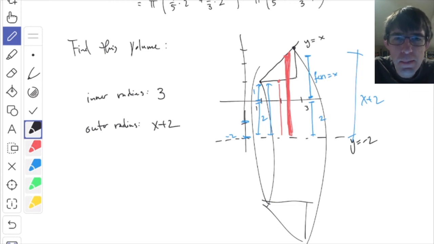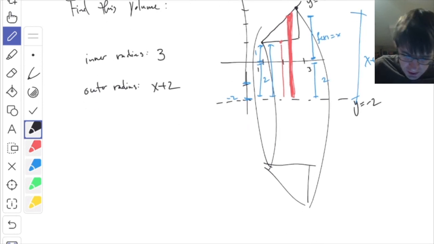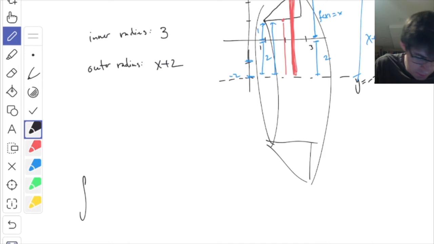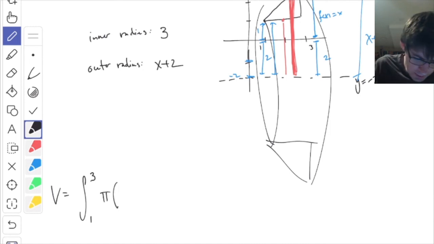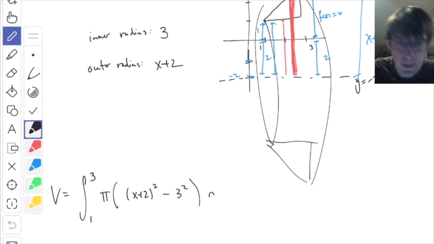All right. So this is the basic setup. Let's just finish setting up the integral. I don't know if we need to actually compute the whole thing, but the volume is what? The volume is the integral. So my x boundaries are going to be 1 to 3. That's because the picture, horizontally speaking, goes from 1 on the left over to 3 on the right. And then I have pi, and then I have the outer radius squared, it's x plus 2 squared, minus the inner radius squared, which is 3 squared, like that.